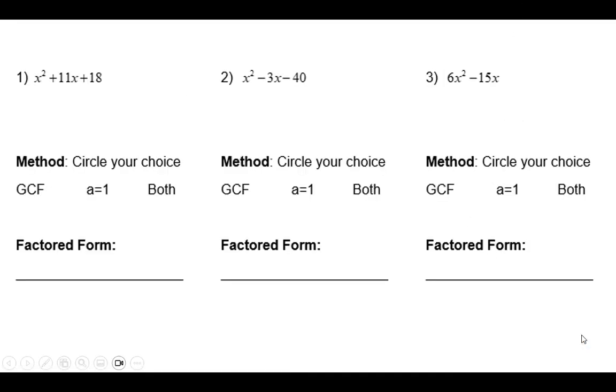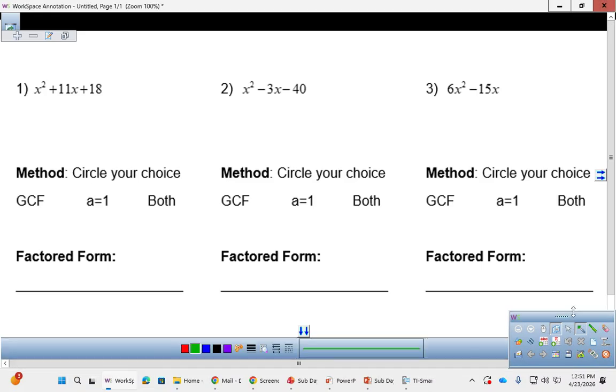All right, question number 1. The first thing I notice is that there's 3 terms. A lot of times when I'm looking at a trinomial, it's usually going to be A equals 1. And the reason that I know this one is A equals 1 is if you look at each term of the 3 terms as A, B, C, this is A, this is B, and this is C. Well, the coefficient of A is 1, the coefficient of B is 11, and the coefficient of C is 18. So A equals 1. So that's why I'm picking the A equals 1 method for this one.